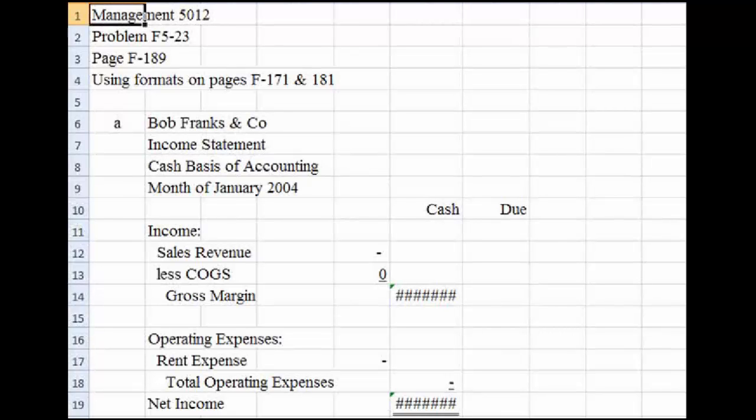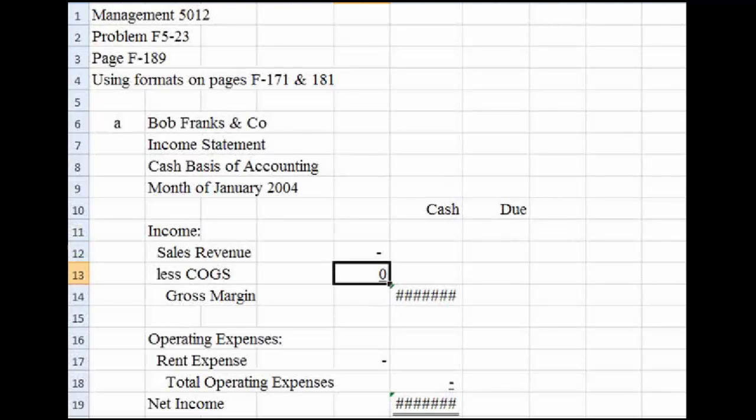By looking at the problem, you will see a list of various financial transactions. Requirement A asks us to prepare a January 2004 multiple-step income statement using the cash basis of accounting. Once again on the screen in front of you is the blank form that I use in completing this kind of a problem.